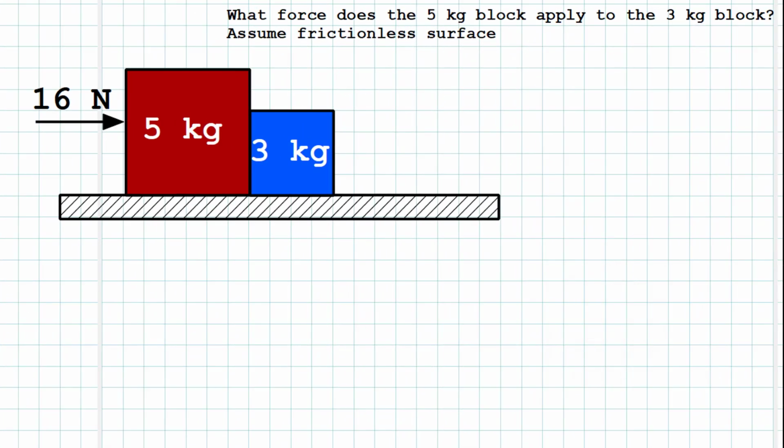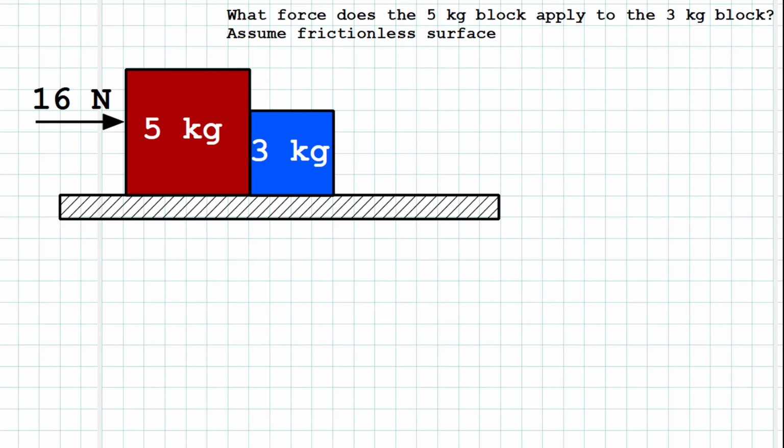A 5 kilogram block in contact with a 3 kilogram block are pushed along a frictionless table top with a force of 16 newtons. And we've been asked to find the force which the 5 kilogram block applies to the 3 kilogram block. In other words, what is the unbalanced force experienced by the 3 kilogram block? Now you might think it's going to be 16 newtons, but that's not the case.